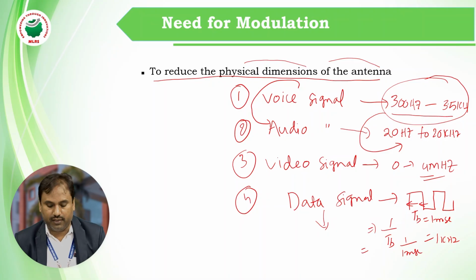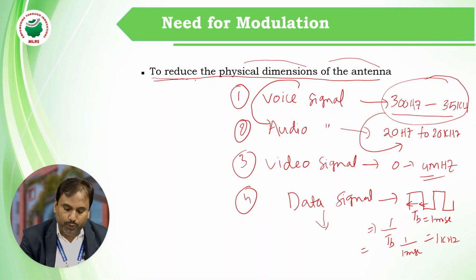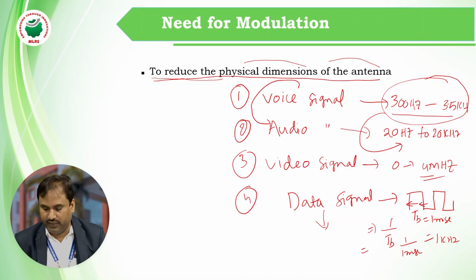Now, how do we measure the physical dimensions of the antenna first? We will check the physical dimensions of the antenna without modulation and with modulation, and then we can understand the need for modulation. The first advantage of modulation is that we are able to reduce the physical dimensions of the antenna. We'll check that in detail.